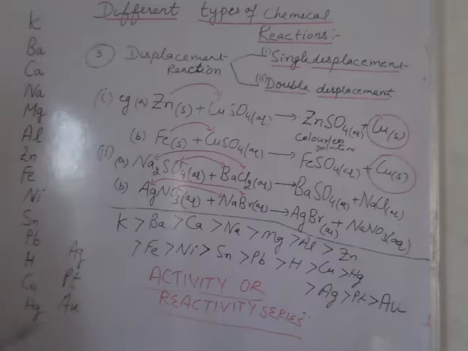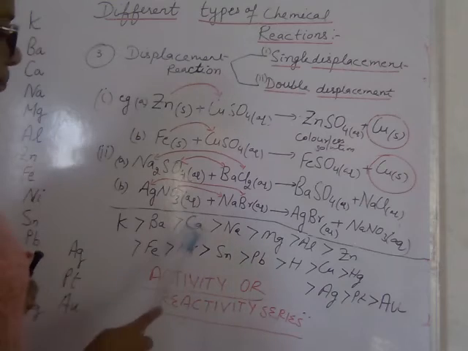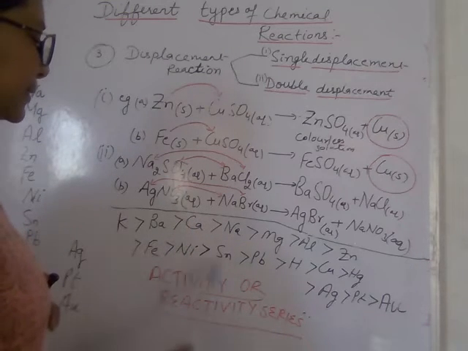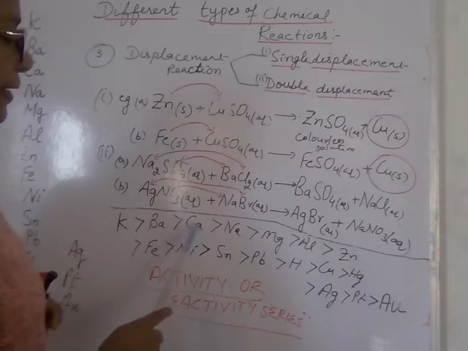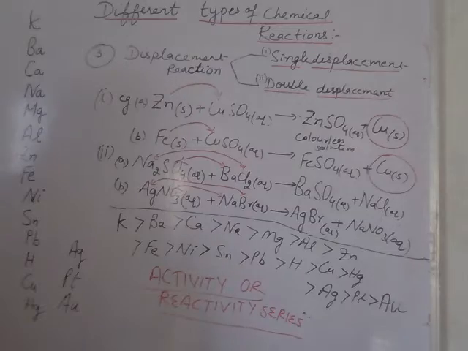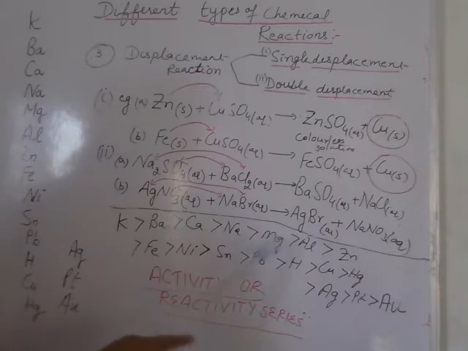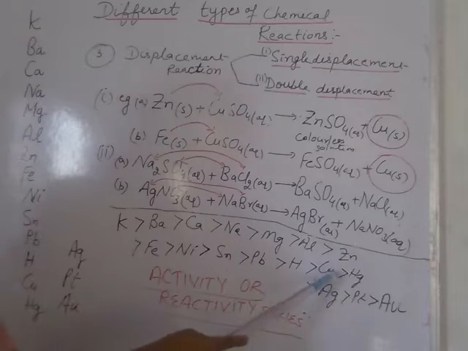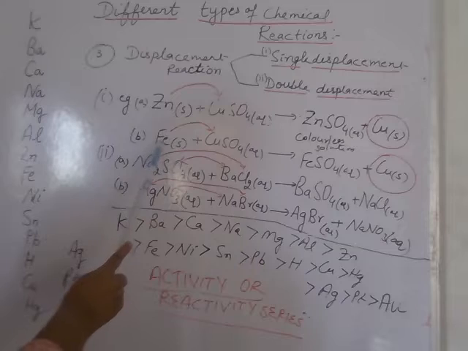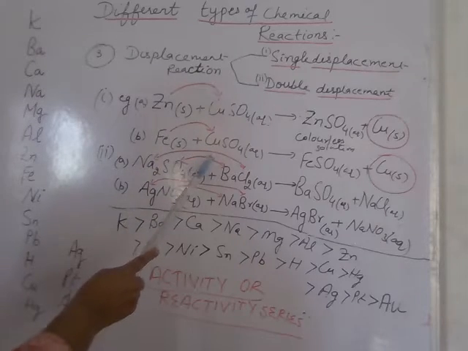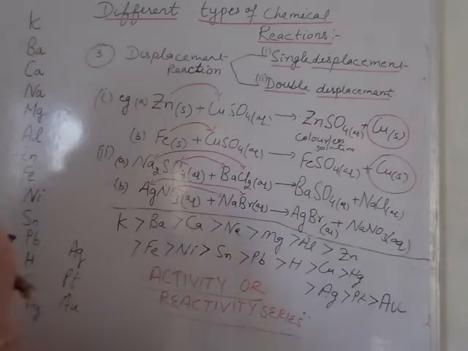So here in the series, silver and gold and platinum, these are in the last. So these are least reactive. Therefore, these are called noble metals. Now, the metal present at the upper place in the series can displace the metal present at the lower place, because more reactive metal can displace the other less reactive metal. So here zinc lies above in the series and copper lies below it. So zinc being more reactive can displace copper. Similarly, iron can displace copper. So this was the example of single displacement reaction.